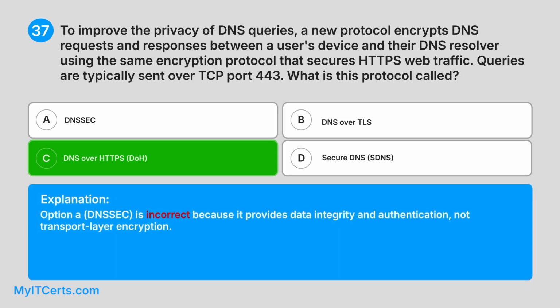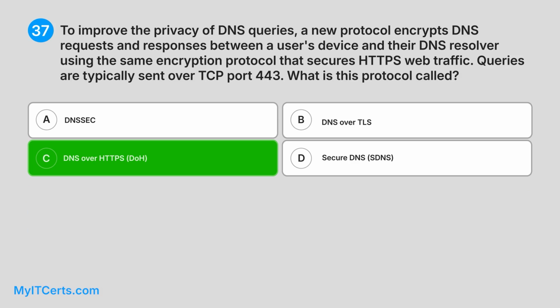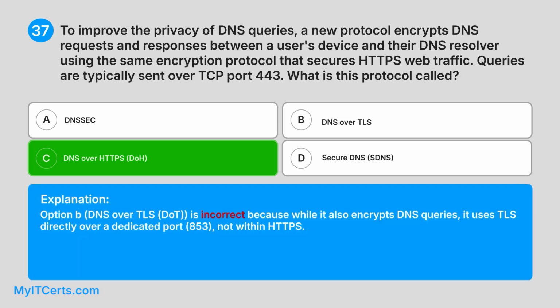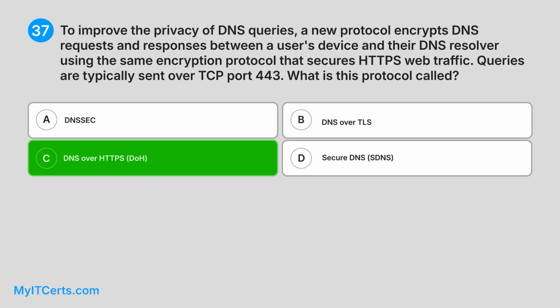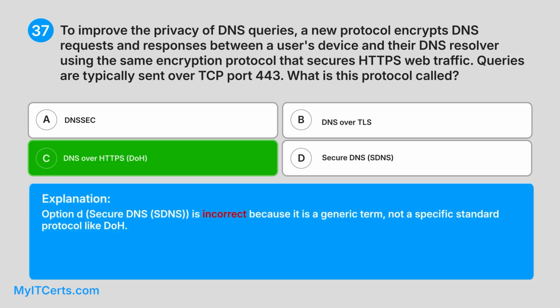Option A, DNSSEC, is incorrect because it provides data integrity and authentication, not transport layer encryption. Option B, DNS over TLS, DoT, is incorrect because while it also encrypts DNS queries, it uses TLS directly over a dedicated port, 853, not within HTTPS. Option D, Secure DNS, SDNS, is incorrect because it is a generic term, not a specific standard protocol like DoH.